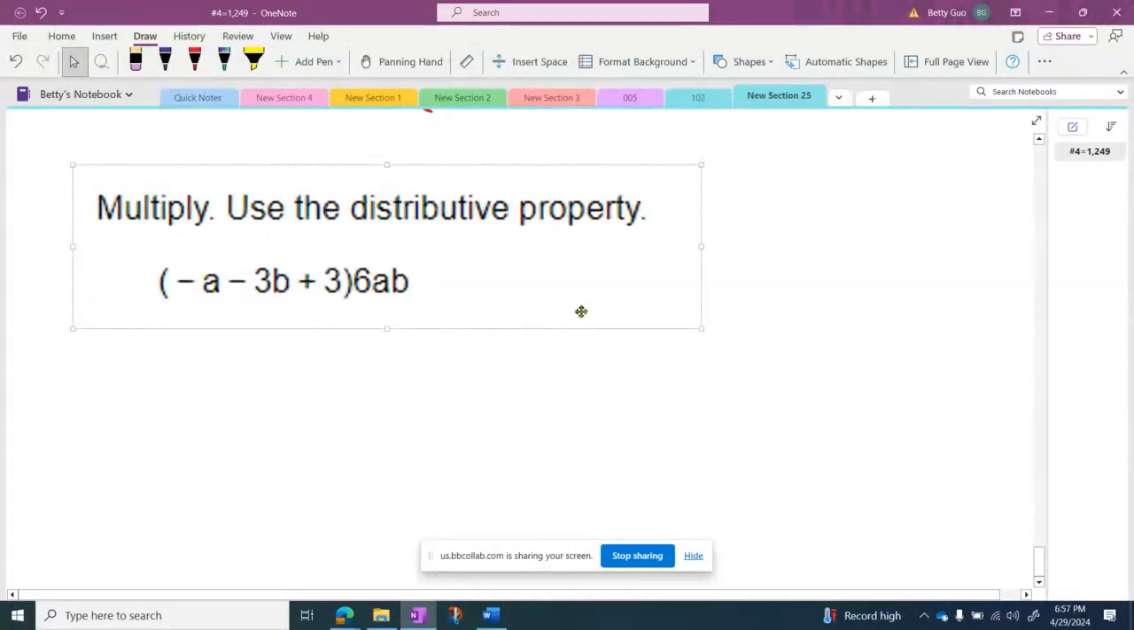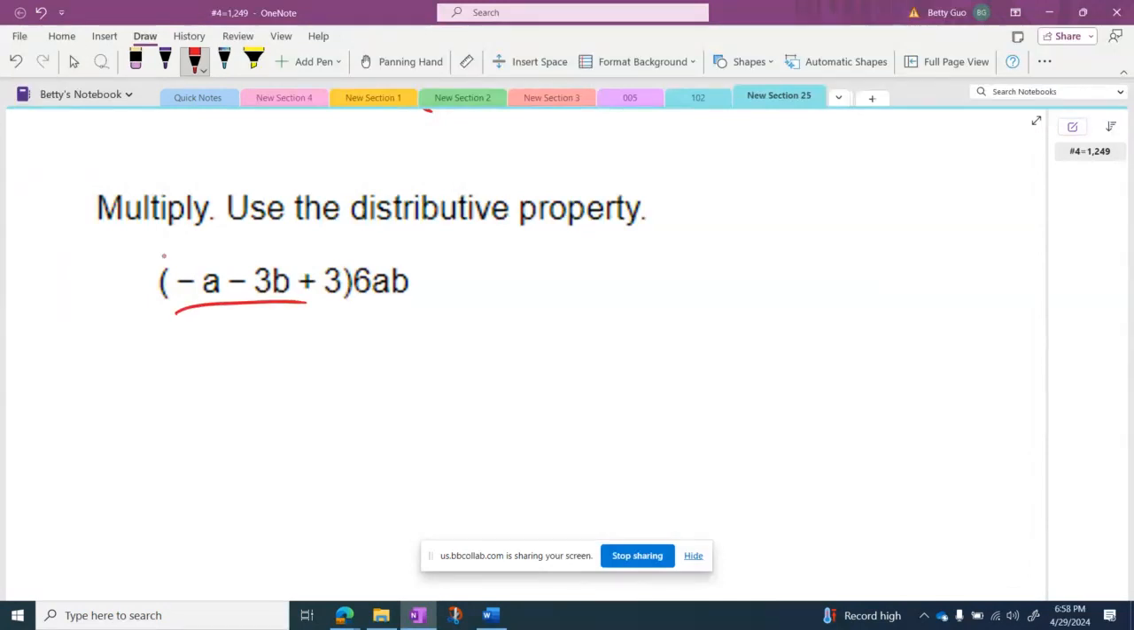Multiply, use the distributive property. Yes, the method is distributive property, because we are multiplying a trinomial by a monomial. If you are not comfortable with the monomial on the right side, we can switch the order of the two polynomials. We can write 6ab in front of the trinomial, negative a minus 3b plus 3. And now let's do the distributive property.